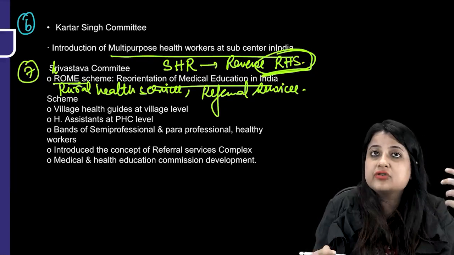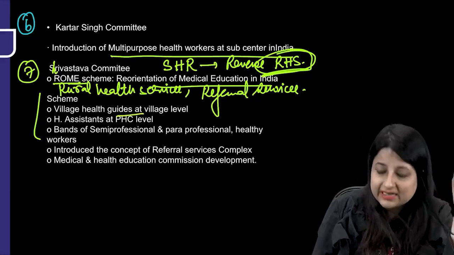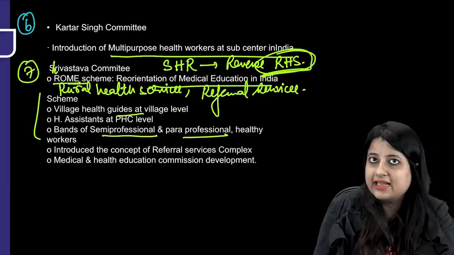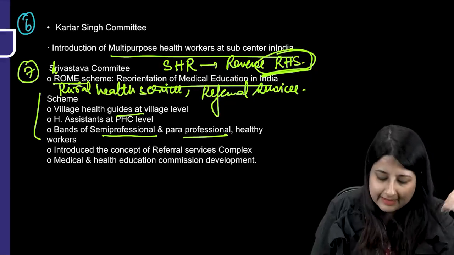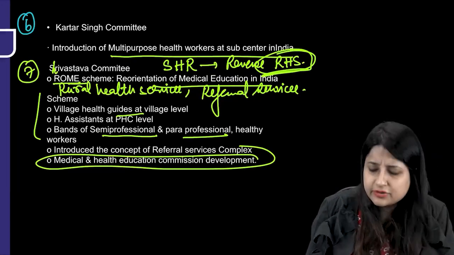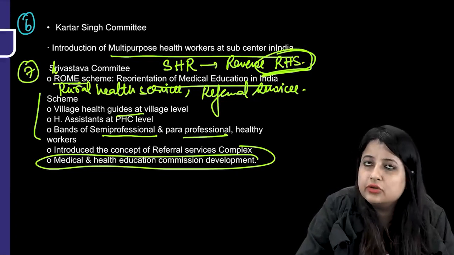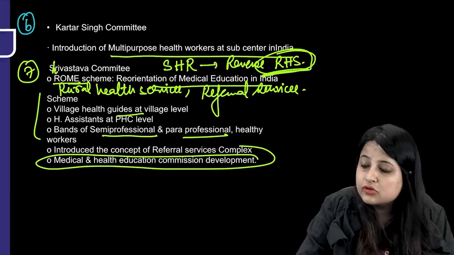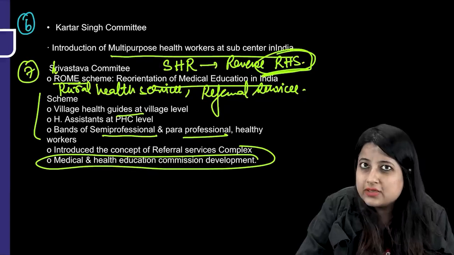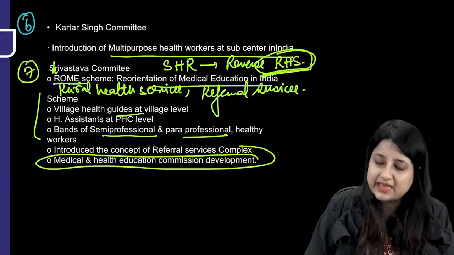Now because we targeted on promoting rural health services, we said let's create village health guides at village level. He gave the concept of creating bands of semi-professional and para-professional health workers. They should also have health assistants at PHC level. Plus, Medical and Health Education Commission development also was focused by this. But remember, from Srivastava, just reverse SHR, you can do it as RHS. So all three R's: referral, rural services, reorient medical education, and for rural services, band of semi-professional, para-professional workers. So a question comes, concept of village health guide was given by Srivastava.